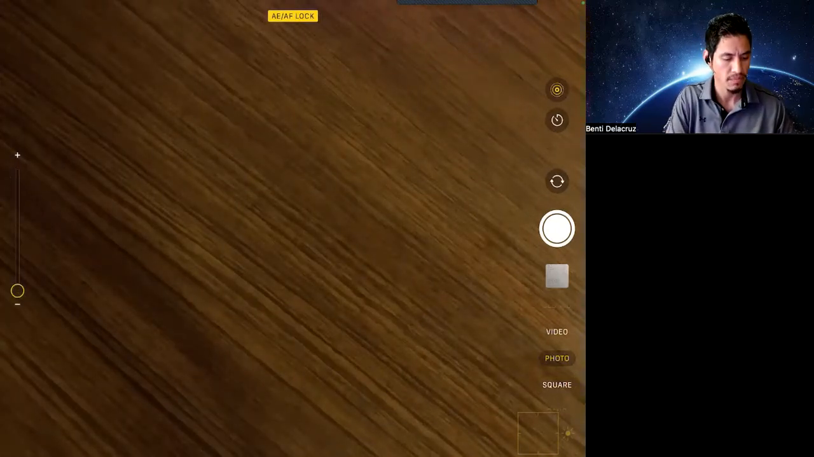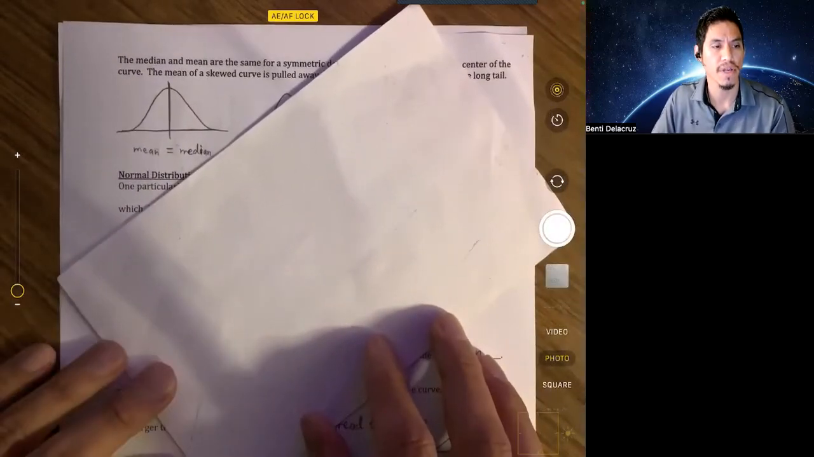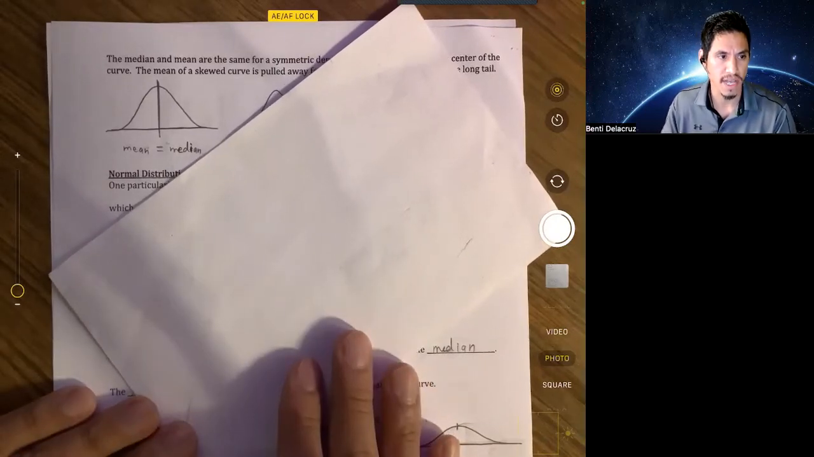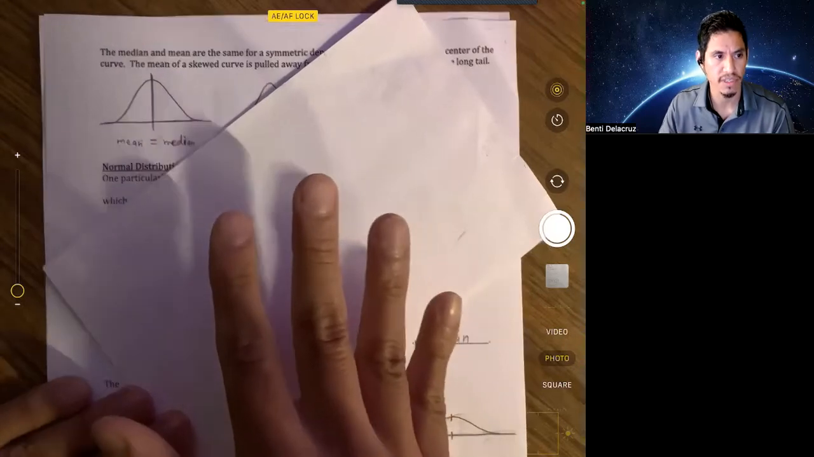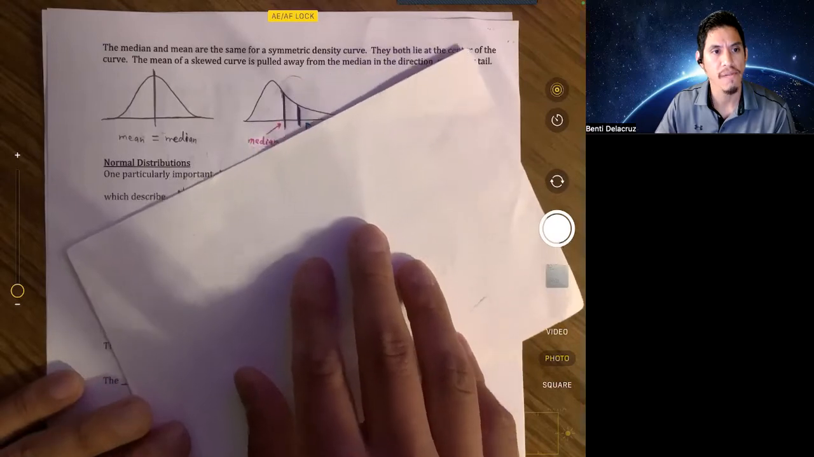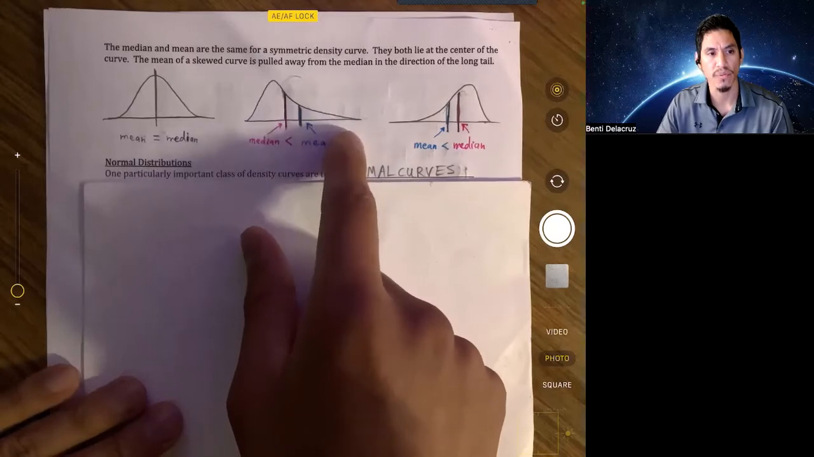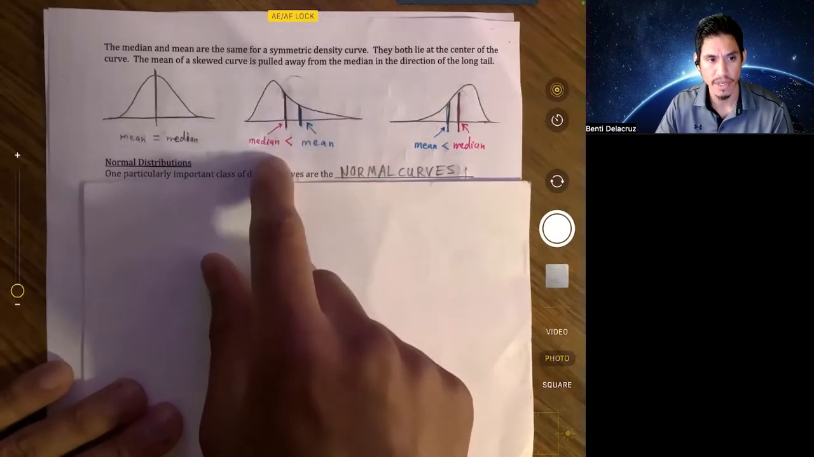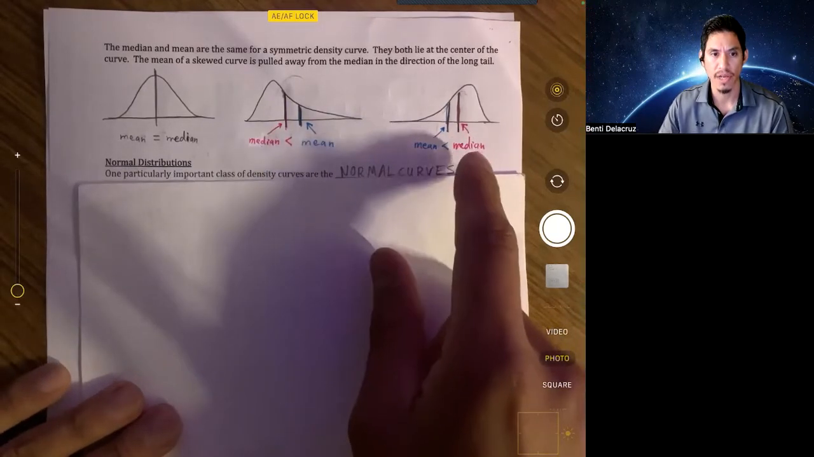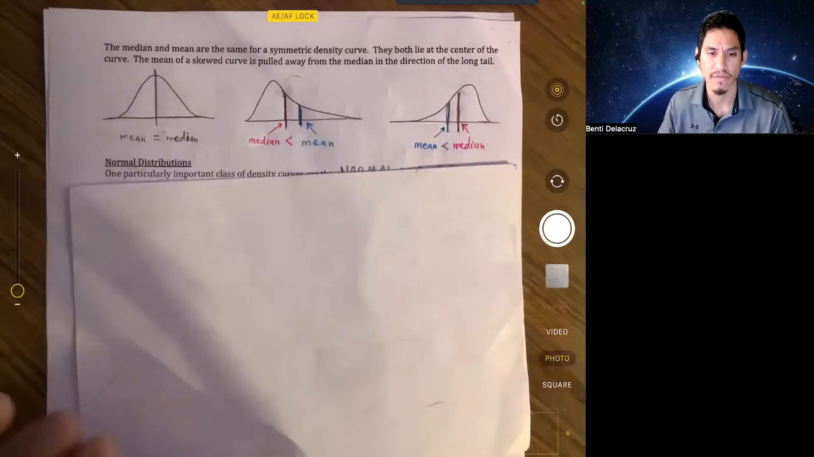Now, there are a couple key things you have to know about the relationship of the mean and median when we're dealing with density curves. First is that in a symmetric curve, which is the ideal situation, the mean and median are going to be equal. Now, if you have the curve skewed, let's say to the right, then the mean is going to be further to the right, towards the tail side, than the median. So the mean is going to be greater than the median. Now, if it was skewed to the left, it would be the opposite. The mean would be less than the median, or it would be less in value.